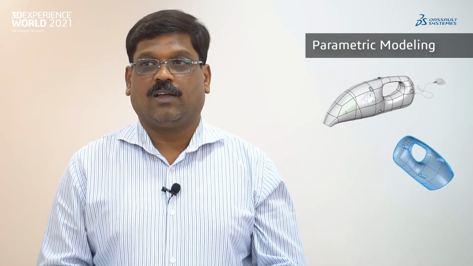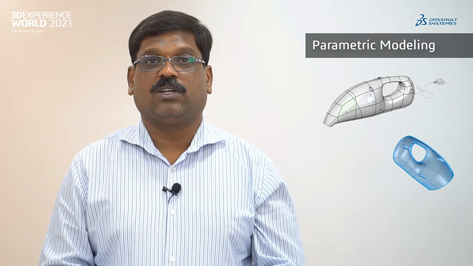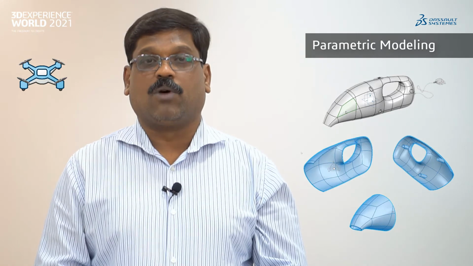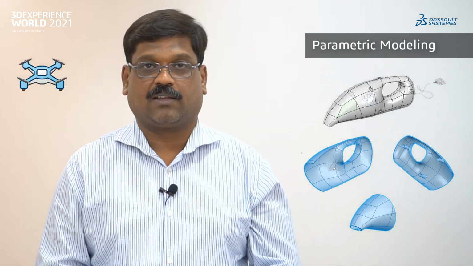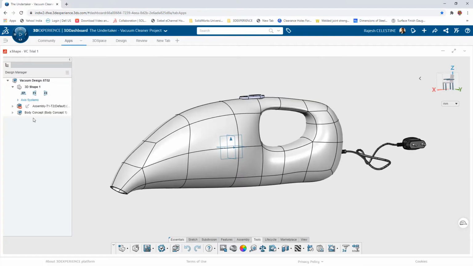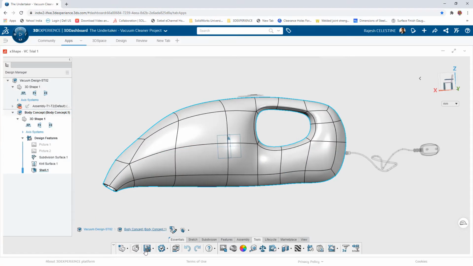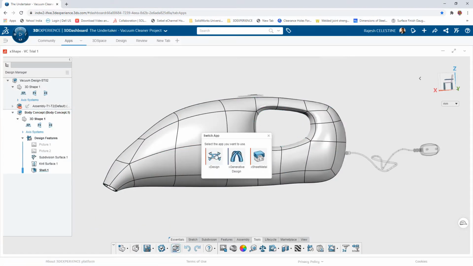To complete my design, I will need to add additional features to the plastic part. So here, I am going to add some bosses to connect the parts. After adding my bosses, I am going to split my bodies using the multi-body technique. Let's see how. So here I am going to split the geometry using the xDesign app.